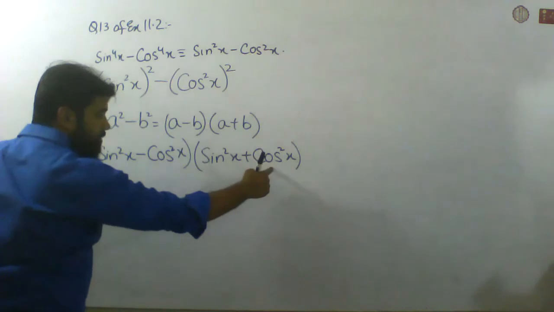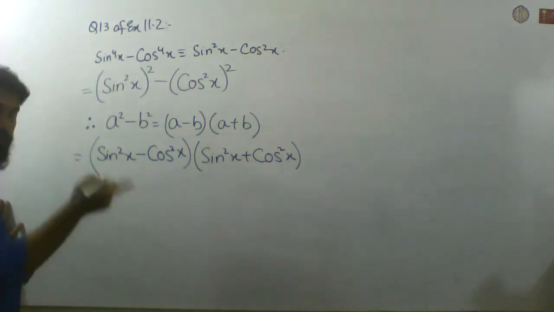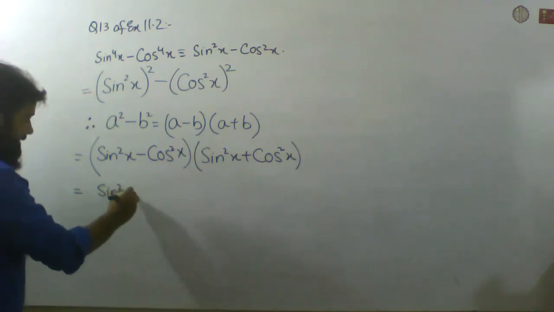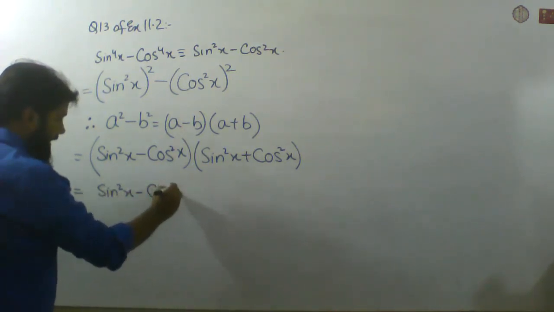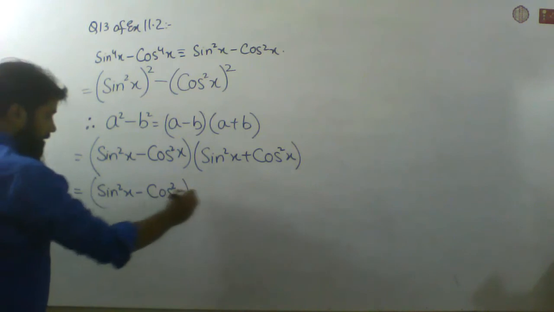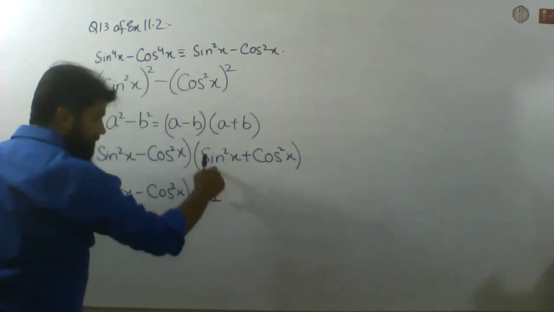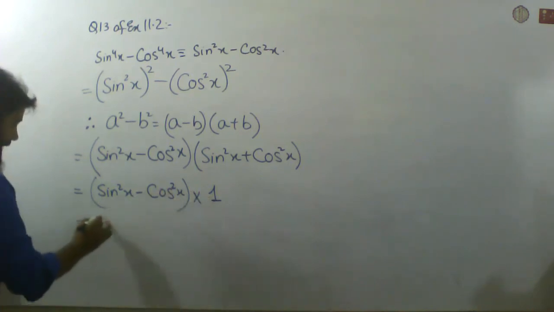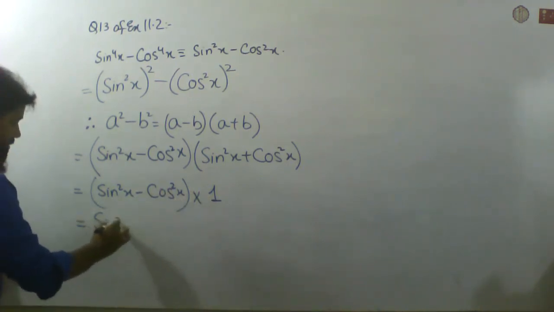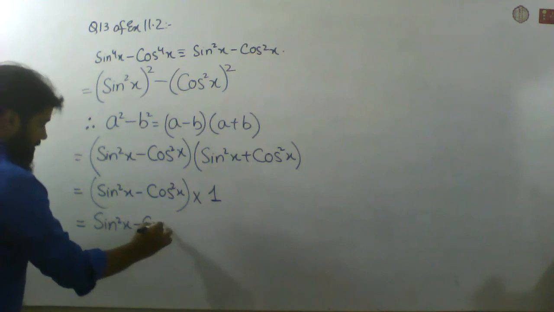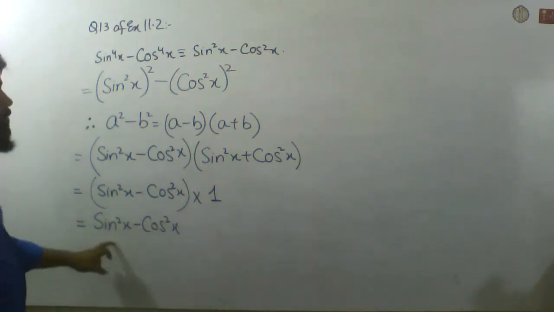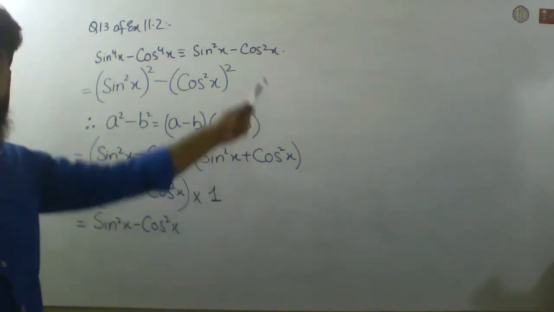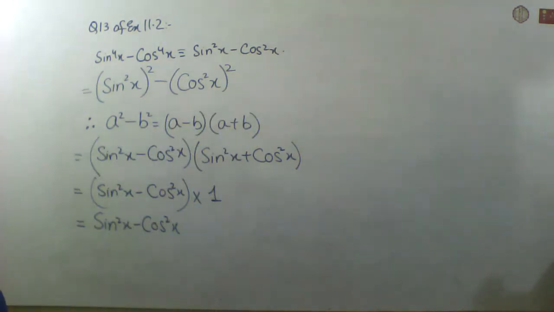Sin square x plus cos square x equals 1, which is our identity. So this will be sin square x minus cos square x multiplied by 1, and when I multiply it, the final result will be sin square x minus cos square x, which was the right hand side of my question, the required part which I had to get.